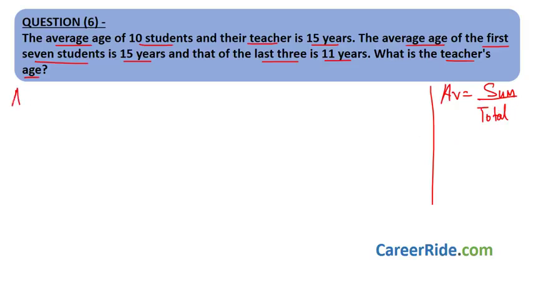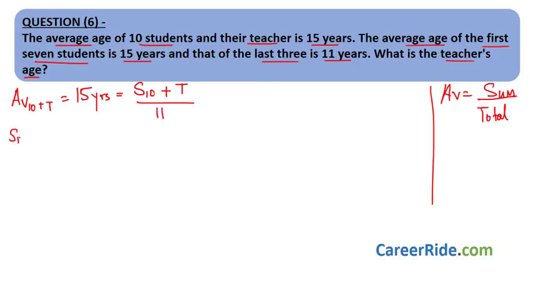So what we'll have over here in the first sentence, they have given average age of 10 students plus their teacher is 15 years, right? And what is average? Average is nothing but sum of ages of all the people, that is sum of the ages of the 10 students, okay, let that be S10, plus the age of teacher, let that be T, divided by total number of people, that is 10 students plus 1 teacher would be 11.